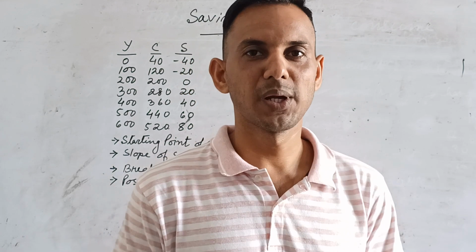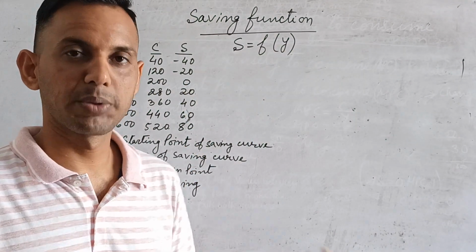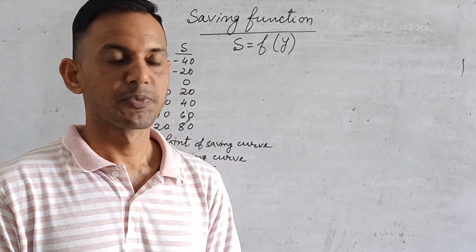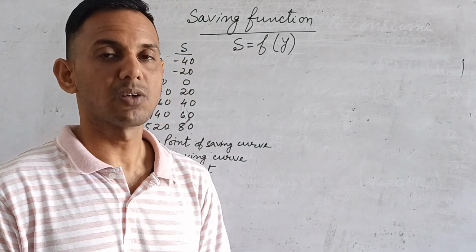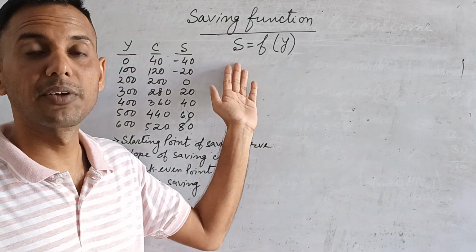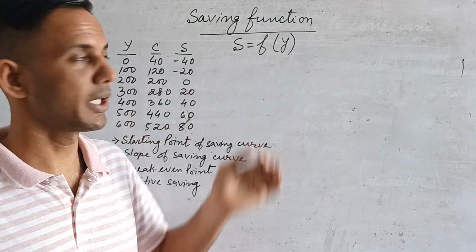Hello, today we are going to discuss the saving function. In our previous video, we already discussed the consumption function. So today we are going to discuss the saving function. The saving function is the functional relationship between savings and national income, or income.